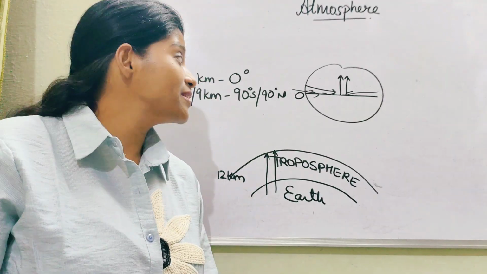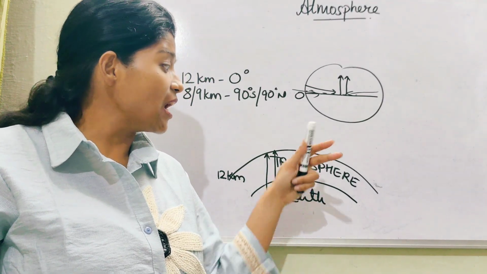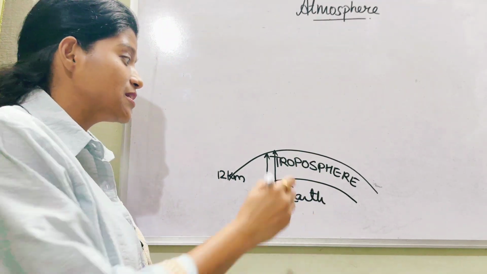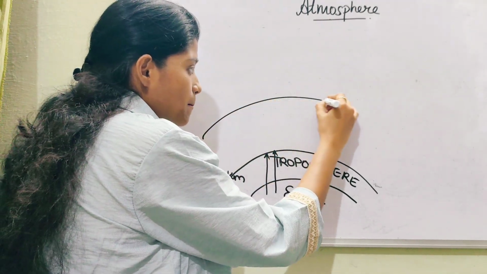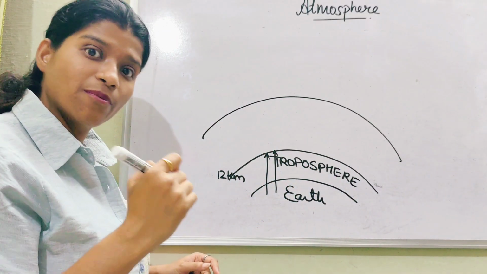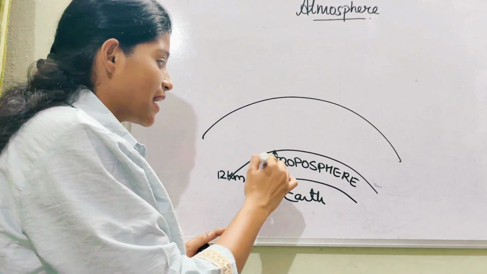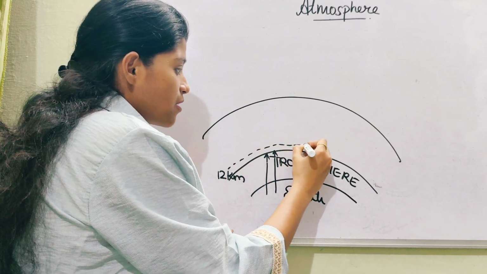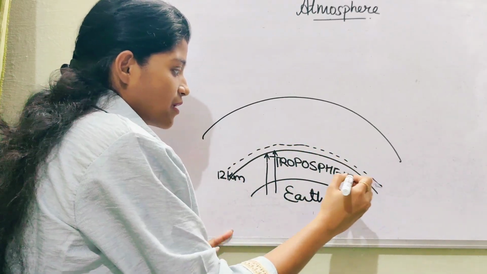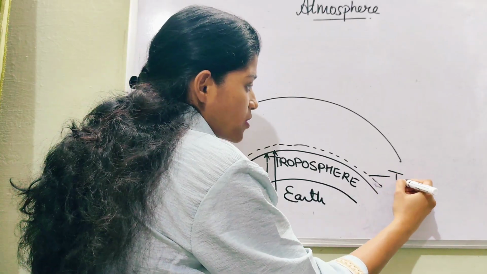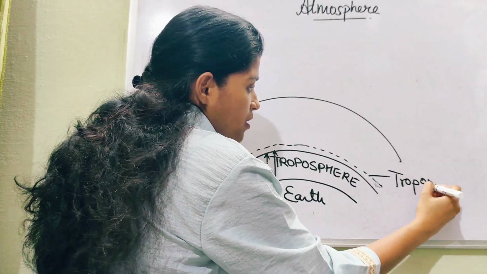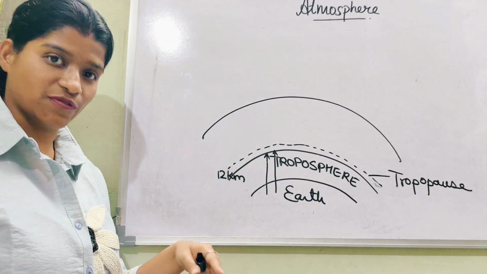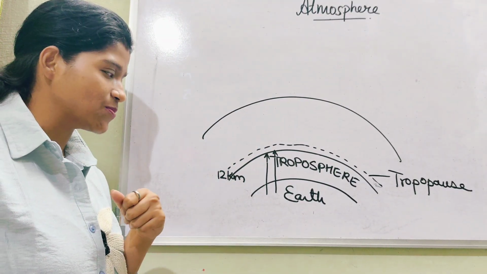Now the next layer which is just above troposphere is stratosphere. Now see, one more important thing which I have missed out here is what separates the troposphere from the stratosphere? This is tropopause. Tropopause separates the troposphere from the stratosphere. Just remember this small thing.